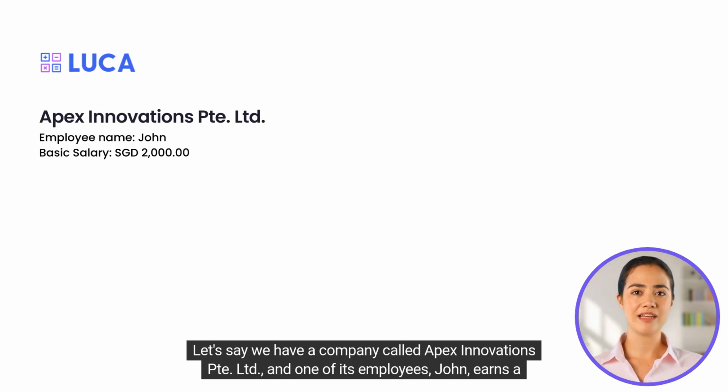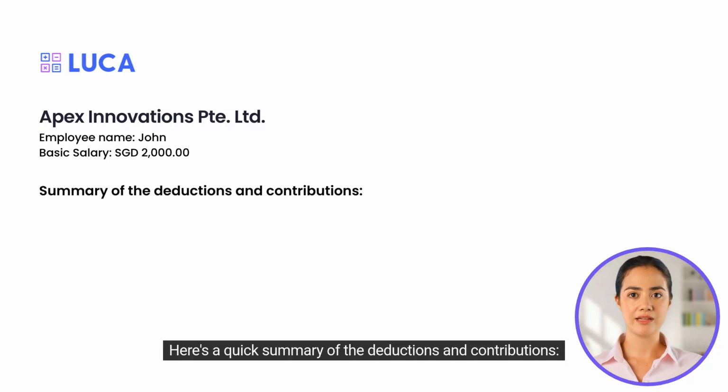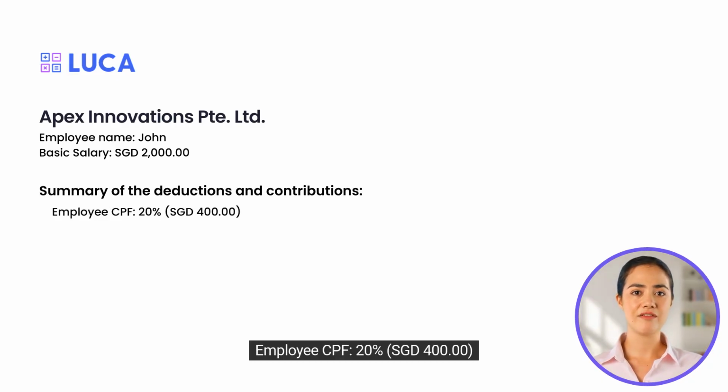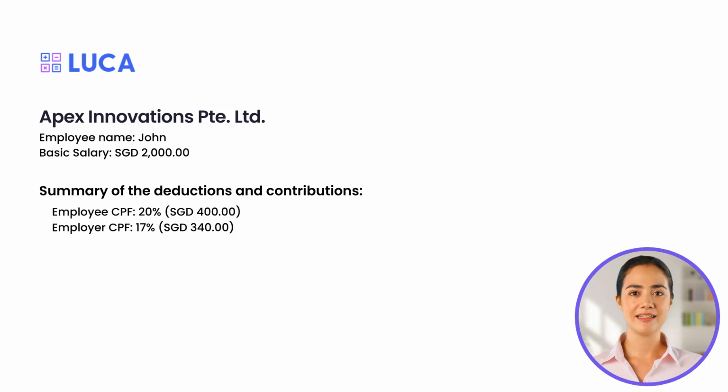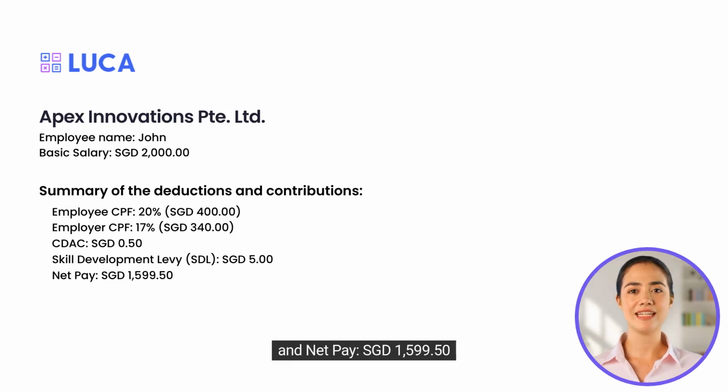Let's say we have a company called Apex Innovations Private Limited, and one of its employees, John, earns a basic salary of 2,000 Singapore dollars. Here's a quick summary of the deductions and contributions. Employee CPF, 20%, 400 Singapore dollars. Employer CPF, 17%, 340 Singapore dollars. CDAC, 0.50 Singapore dollars. Skill Development Levy, SDL, 5 Singapore dollars. And net pay, 1,599.50 Singapore dollars.